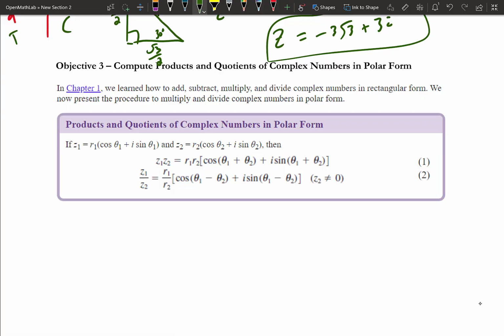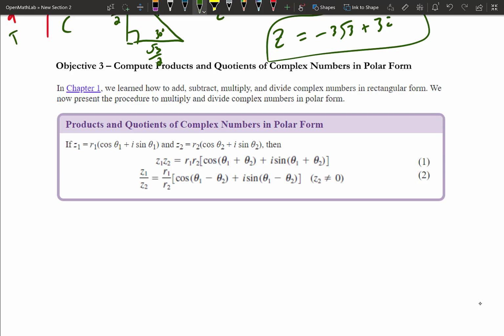All right, so in chapter 1, if you took college algebra, you learned how to add, subtract, multiply, and divide complex numbers in rectangular form. So what we want to focus on now in this section is how do we multiply and divide complex numbers in polar form.